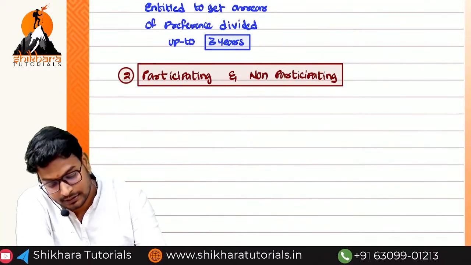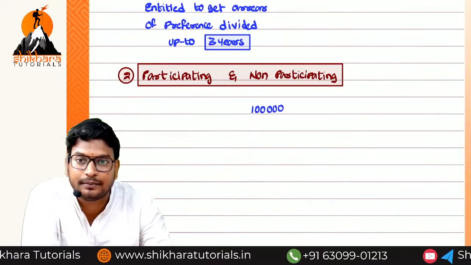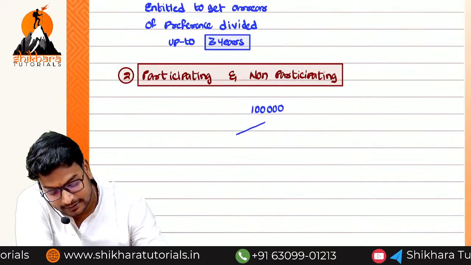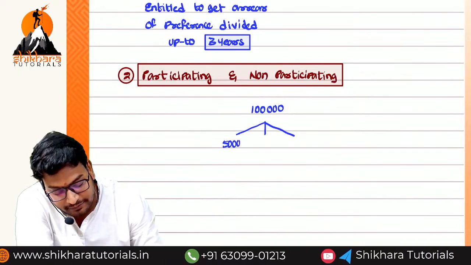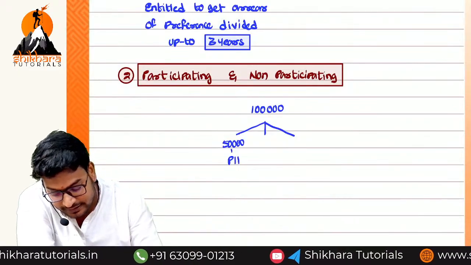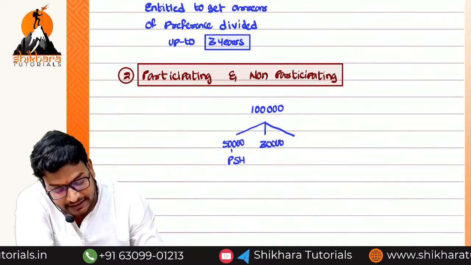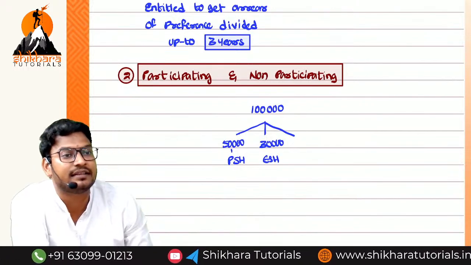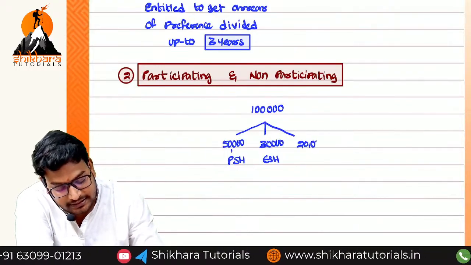For example, in the current year we have got totally 1 lakh rupees of profit. In this 1 lakh, 50,000 we have given in the form of dividend to preference shareholders, PSH. And 30,000 we have given to equity shareholders. Still we are having surplus profits. How much? 20,000 is surplus profit.